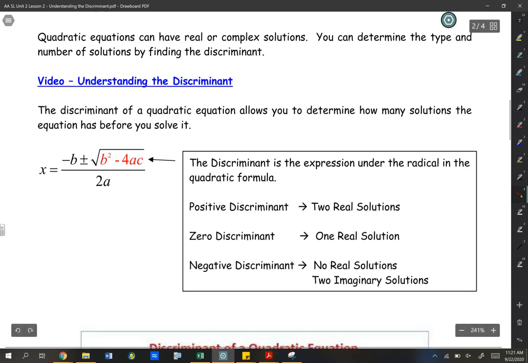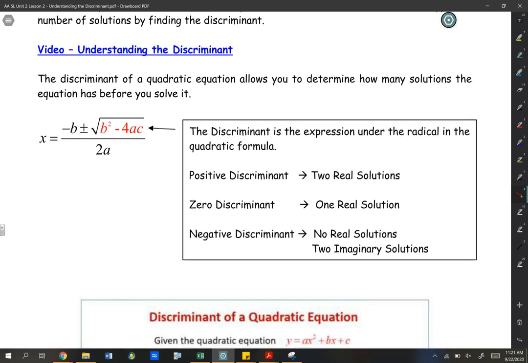All right, now, if we just examine the discriminant for a quadratic equation, if the value is simply positive, all we need to know is that it's positive, we know that we're going to get two real solutions. If the value of the discriminant is 0, we know we're going to have one solution. And if we get a negative discriminant, we're going to have no real solutions, but we'll have two imaginary solutions.